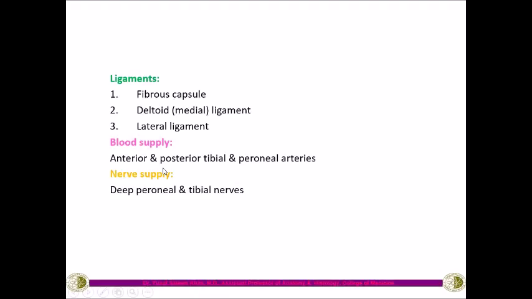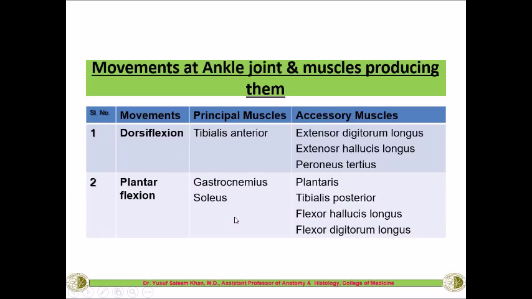Blood supply to this ankle joint is by the anterior and posterior tibial arteries as well as the peroneal arteries. All these are branches of the popliteal artery. The popliteal artery divides into an anterior tibial artery and a posterior tibial artery, and the posterior tibial artery also gives a branch called the peroneal artery. Nerve supply is by the deep peroneal nerve, which is also called the anterior tibial nerve, as well as the tibial nerve, which will be supplying the ankle joint.